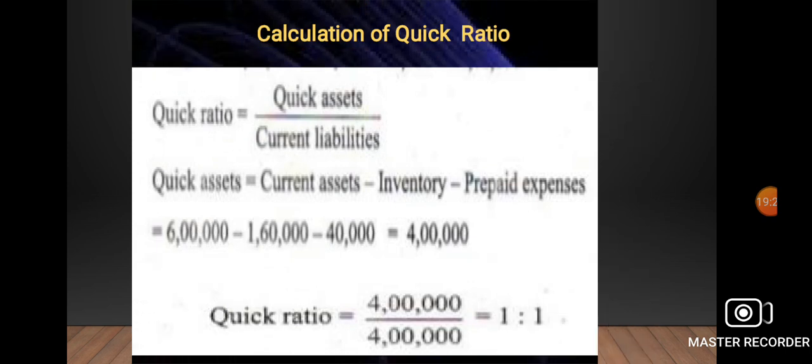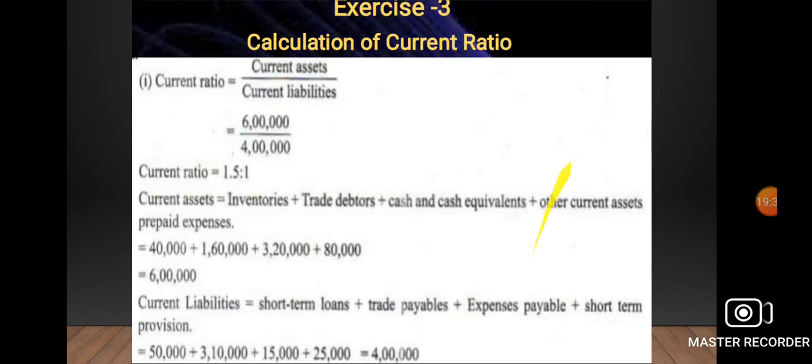What is the formula of current ratio? Current ratio formula, current assets divided by current liabilities. Current assets rupees 6 lakhs divided by current liabilities 4 lakhs. So 1.5 is to 1 is the current ratio.